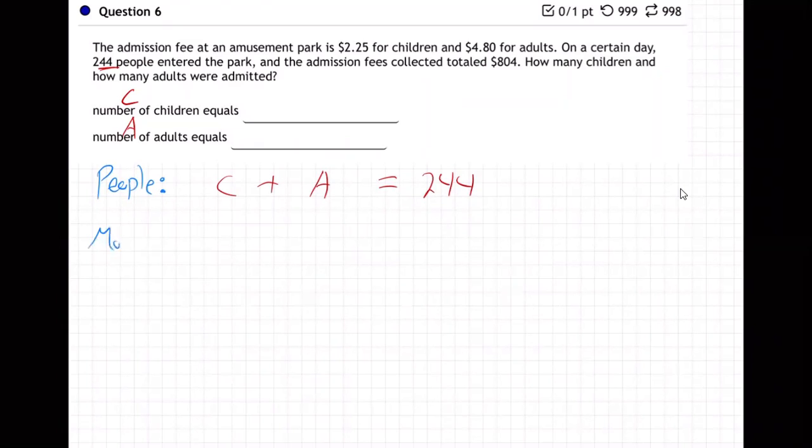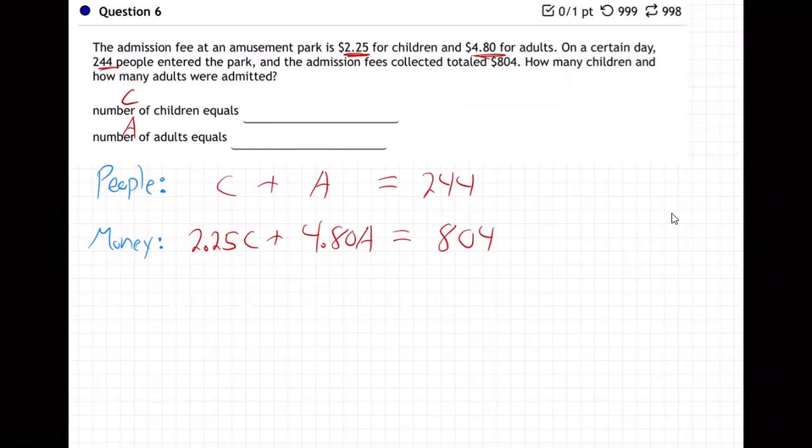And then we're going to have a money equation. Each child is 2.25, so it'd be 2.25 times C. Is that making sense? C is the number of children that came to the park that day, and A is the number of adults. So every child costs $2.25, and every adult is 4.80, so 4.80 times A. That adds up to the total amount of money, $804.